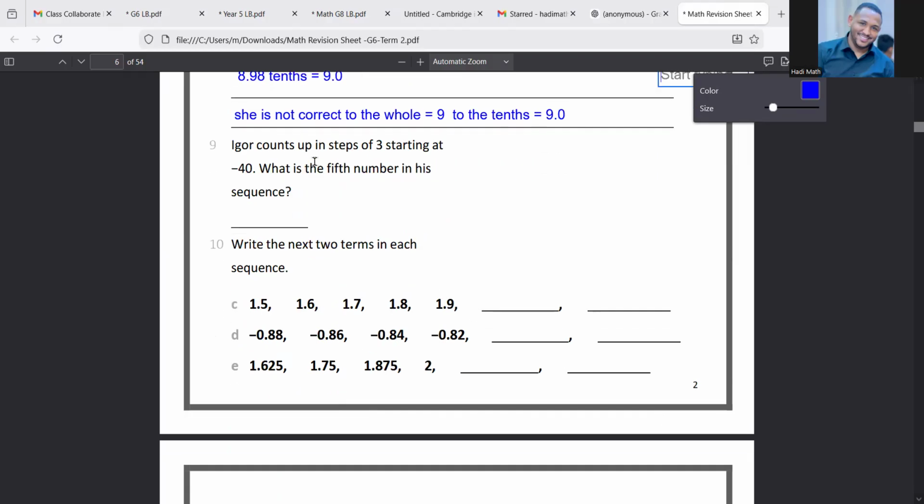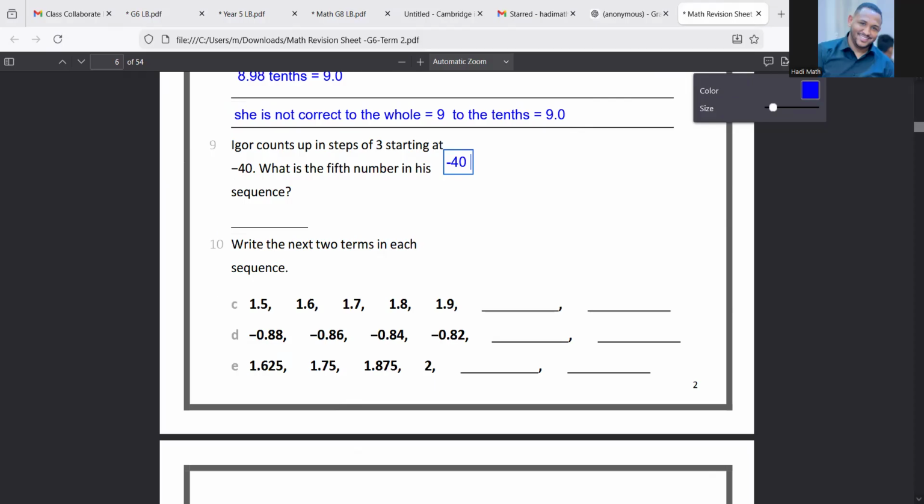Igor counts up in steps of 3. He's starting at -4. What is the fifth number in his sequence? You see, he counts up in a step of 3. So, when he starts with -4, the fifth number. The fifth number, you could just say -40 in a short way.